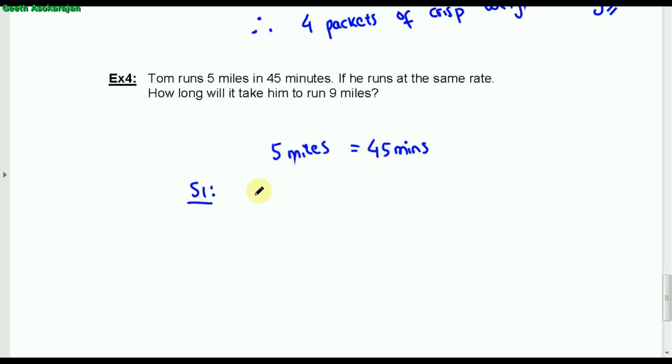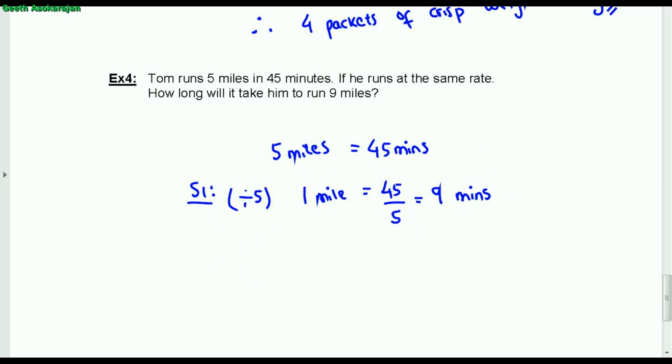So to make this 5 a 1, let's divide both sides by 5. So 5 divided by 5 is 1. So for 1 mile, we need to divide 45 by 5 also. And 45 divided by 5 is 9, and it's 9 minutes. So this means that it takes Tom 9 minutes to complete 1 mile.